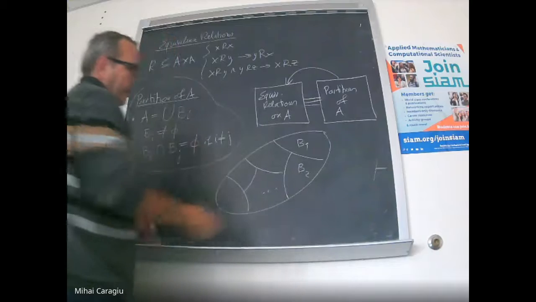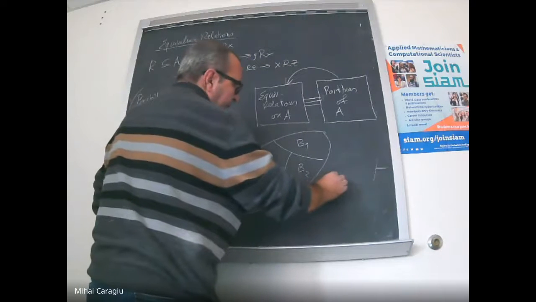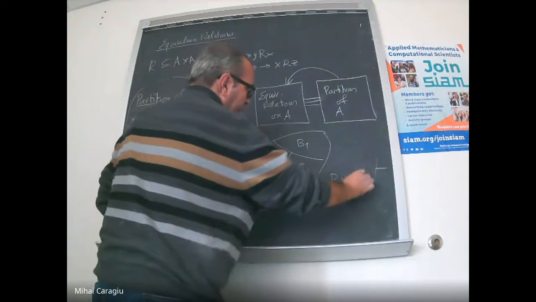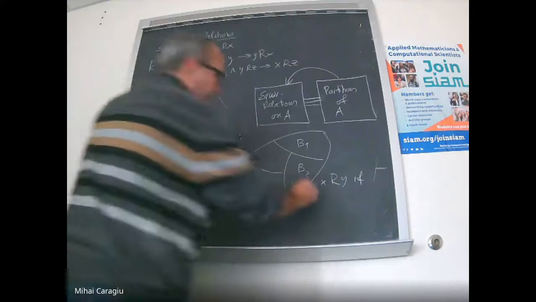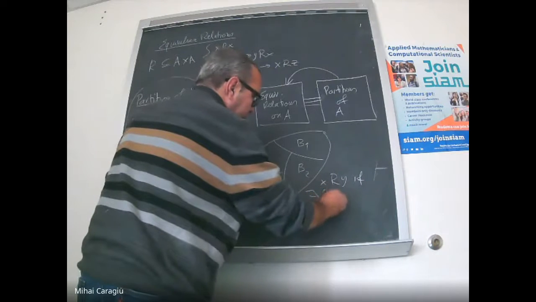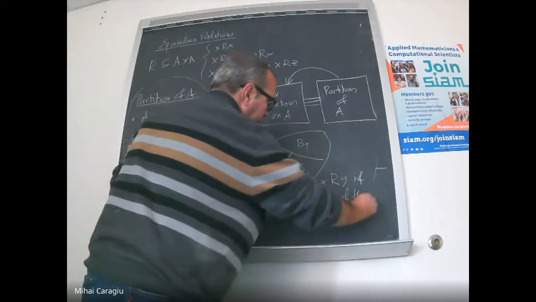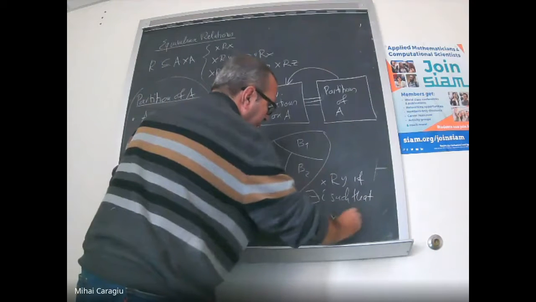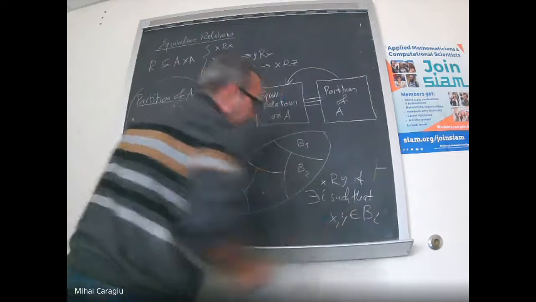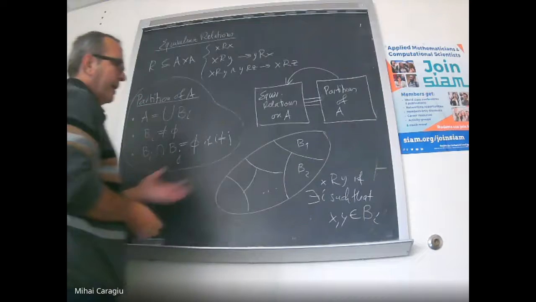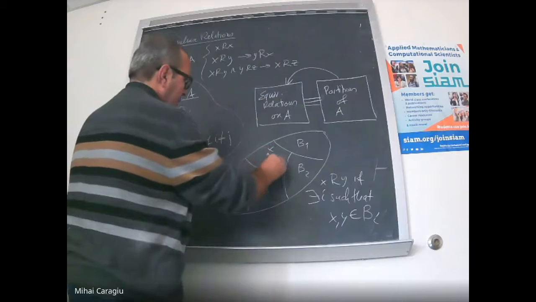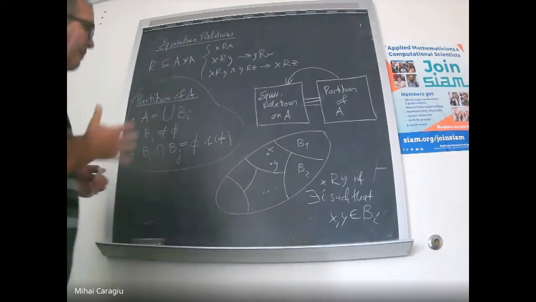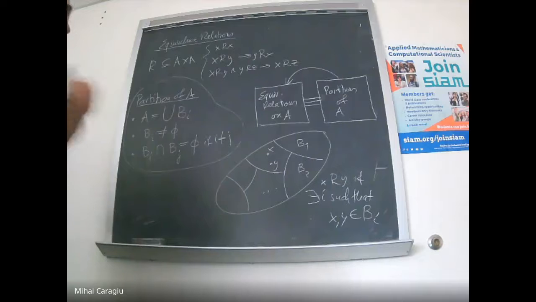Let's see, X is related to Y if X and Y belong to the same block. If there exists an I such that X and Y both belong to block I, the same block. So two elements are related if, with a partition like this, X and Y belong to the same block. So this offers a nice vision of the equivalence relations, right?